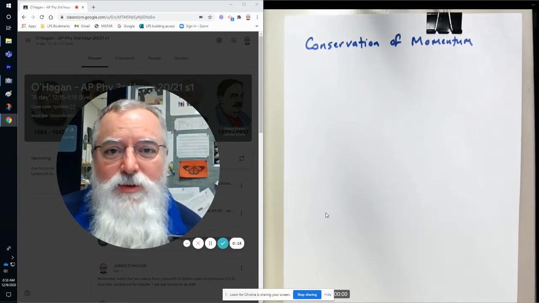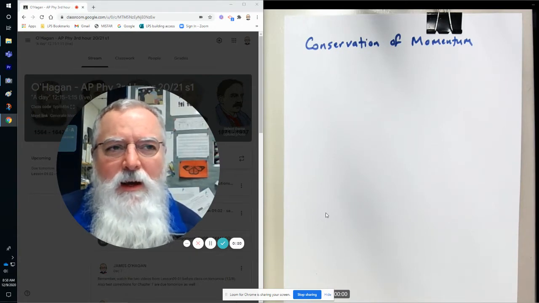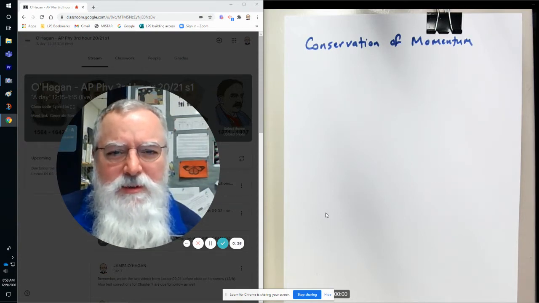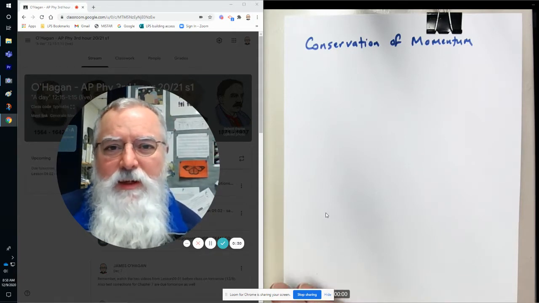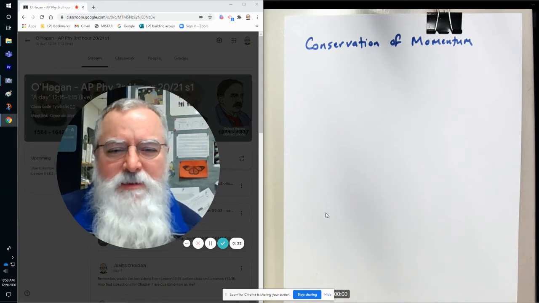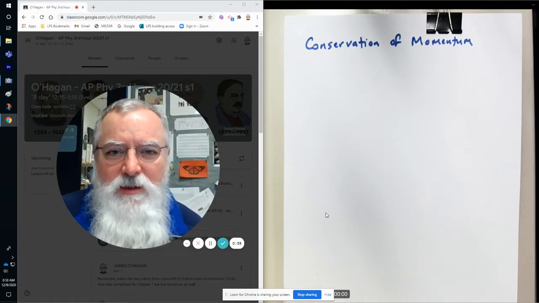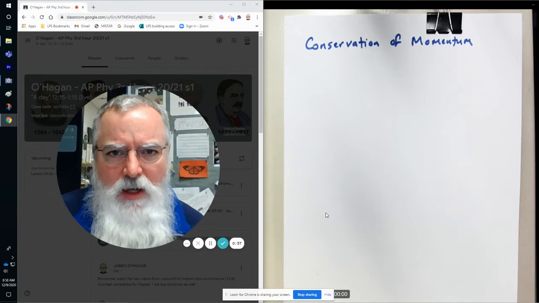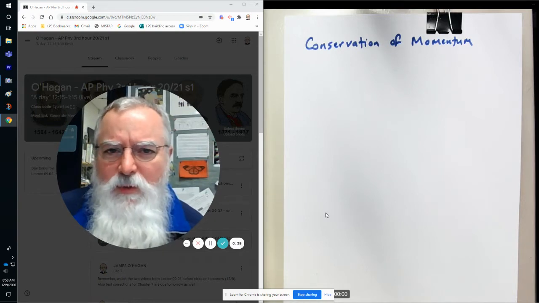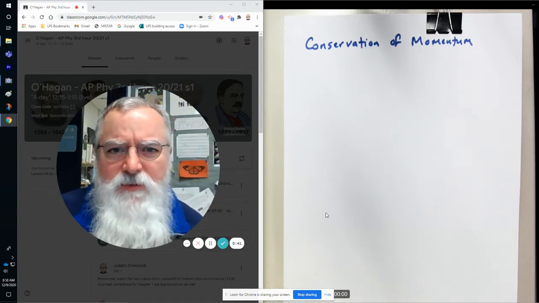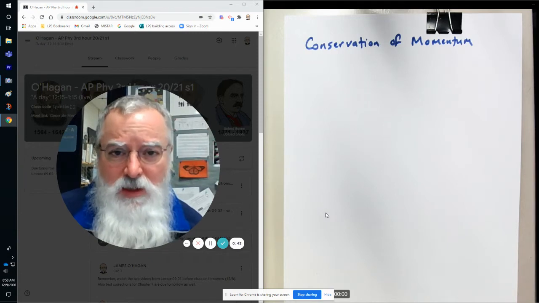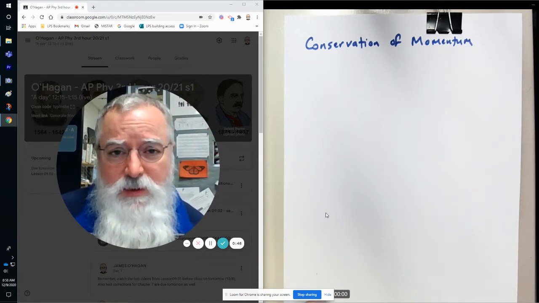Last year in intro physics, before we got to AP, when we did conservation of momentum, we did a couple of demos, and it just seemed like momentum was conserved. And then we made this incredible leap from, wow, it seems like momentum is being conserved, to all of a sudden it was a law, the law of conservation of momentum. But there was no real justification for why it was a law. It was just Mr. O'Hagan told you it was a law, so it's a law.